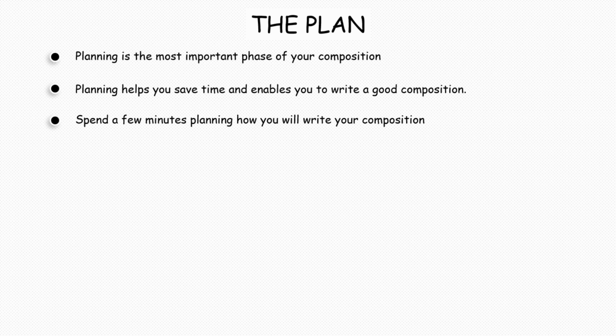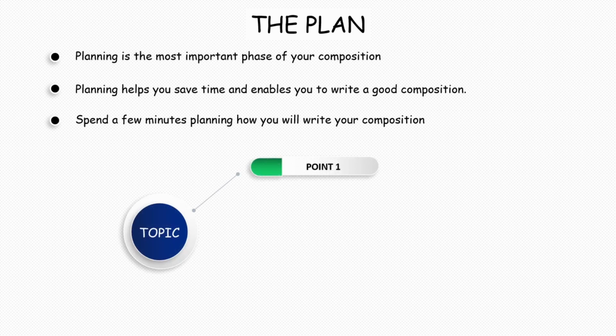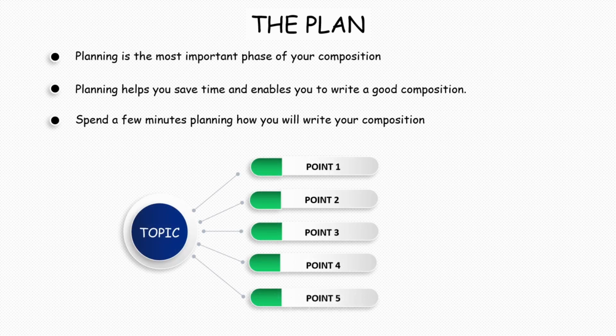Now after you've chosen the composition you write, you should come up with points, say point 1, point 2, point 3, point 4, point 5, and so on. And then once you've written down your points, you can begin arranging them in order of importance, or chronological order if you're writing a narrative composition. Then you can choose to add or subtract certain points.